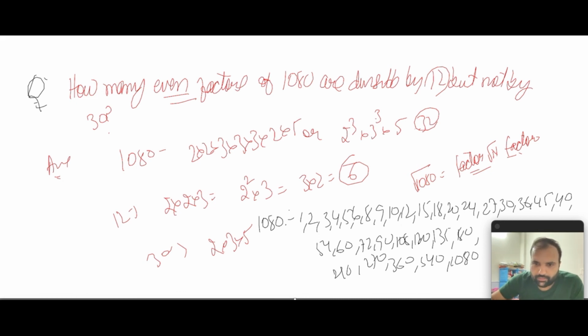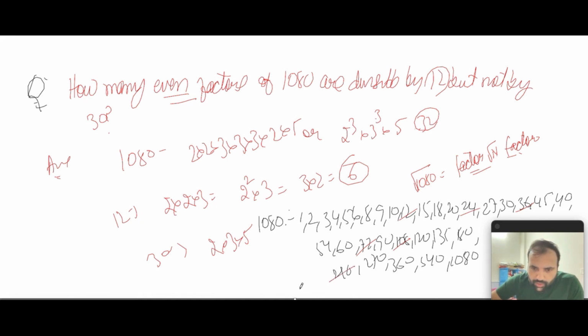So now we need to see all those which are divisible by 12 but not divisible by 30. With 12 we have 12, 24, 36. 60 cannot be taken because 60 is divisible by 30 as well. So we have 72 and 108. 120 we cannot take because 120 is also divisible by 30. So we cannot take any number which is divisible by 30.